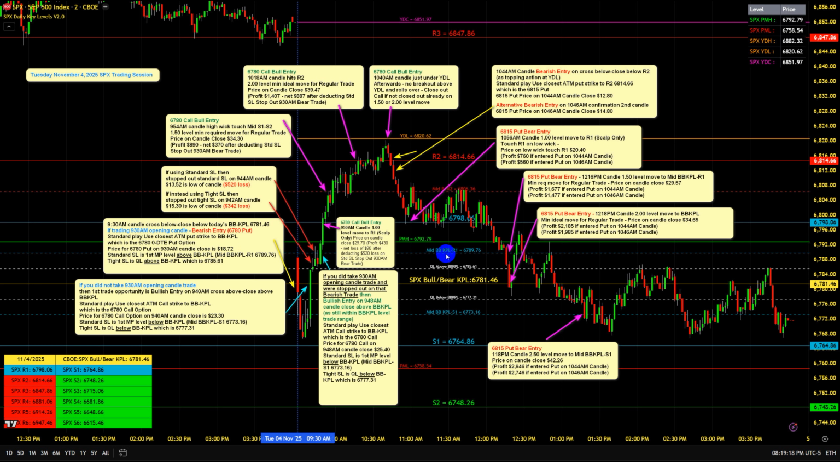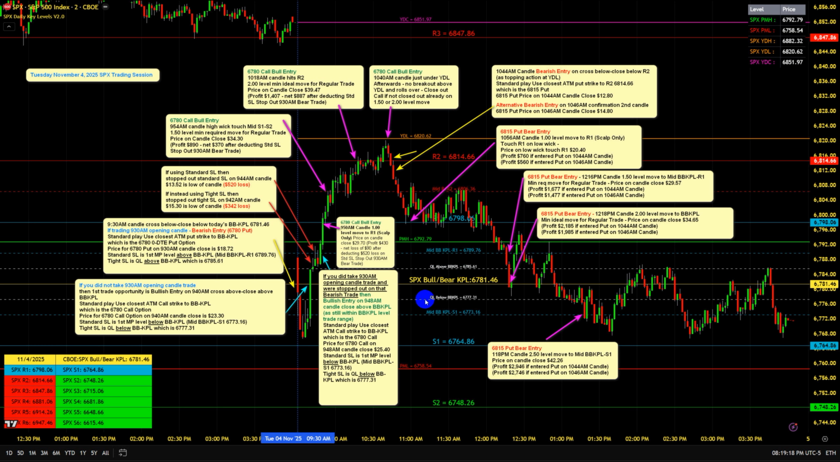What about stop losses? Well, you take the level that you're trading and the type of trade, bearish. Your tight stop loss is going to be the QL level above the level that you're trading on a bearish play. The standard stop loss is going to be the midpoint level above the main level you're trading on a bearish play.